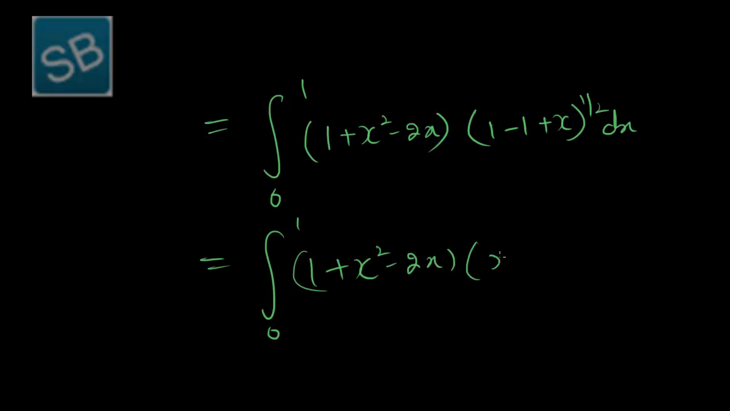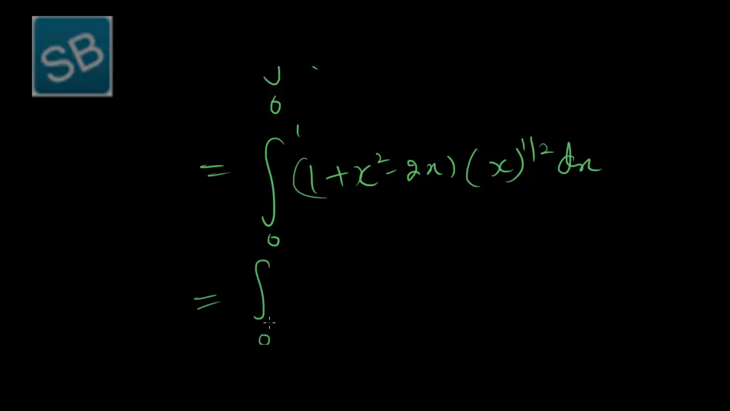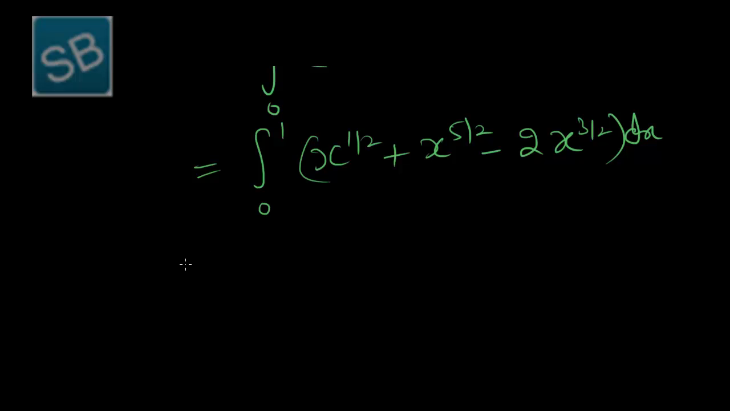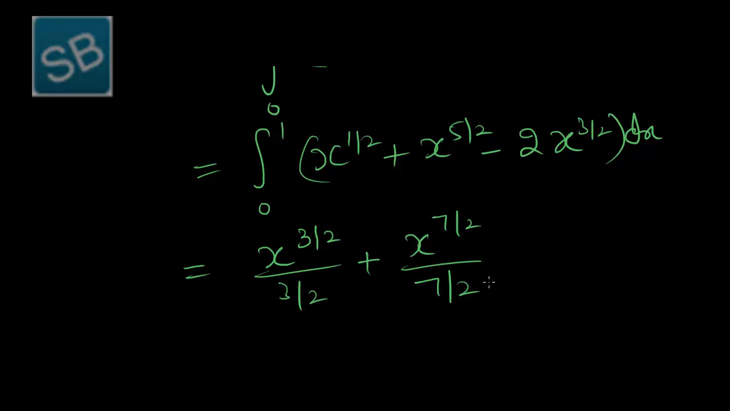We get this bracket into x raised to power half dx, that is multiplying x raised to power half by the whole bracket. We get 1 into x raised to power half, x raised to power half into x square is x raised to power 5 by 2, minus 2 into x raised to power 3 by 2 dx. So if we see, we have to use a simple rule, that is the power rule. So we get here x raised to power 1 by 2 plus 1, that is 3 by 2, over 3 by 2, plus x raised to power 7 by 2 over 7 by 2, minus 2 times x raised to power 5 by 2 over 5 by 2. Range is 0 to 1.